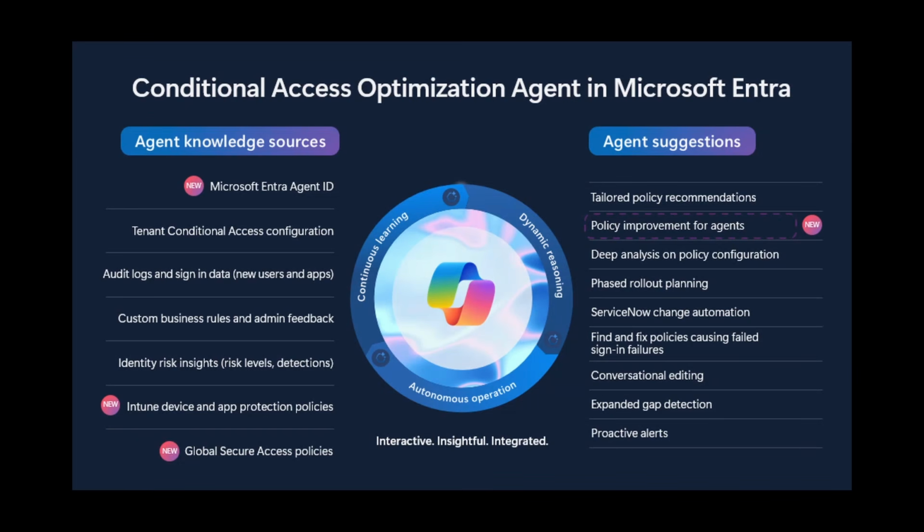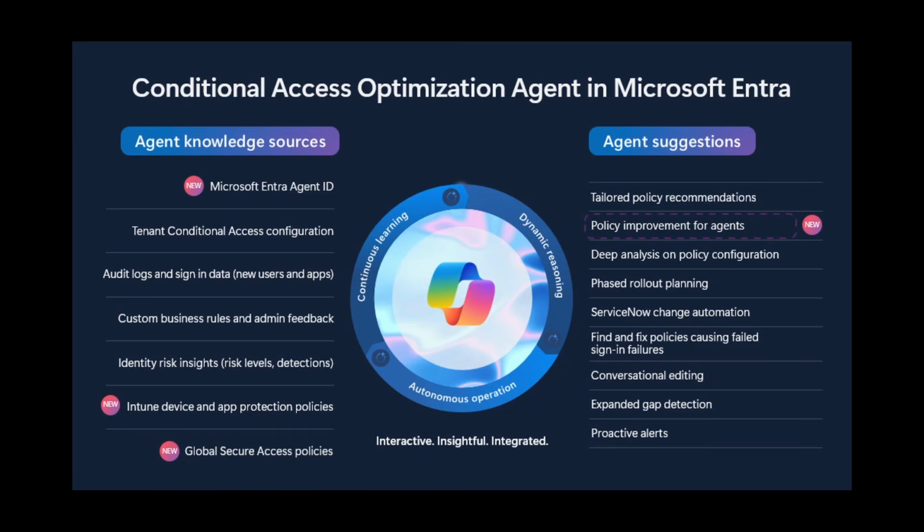But it's also looking for, like we talked about, those custom business rules and admin feedback. So there's multiple ways that you can give the agent direct feedback and times that it's inferring stuff based on indirect feedback, like edits that you make. It also, if you have P2 in your tenant, so if you're using identity protection with conditional access, it looks at that, it knows that, and it uses that risk level information to give you better insights.